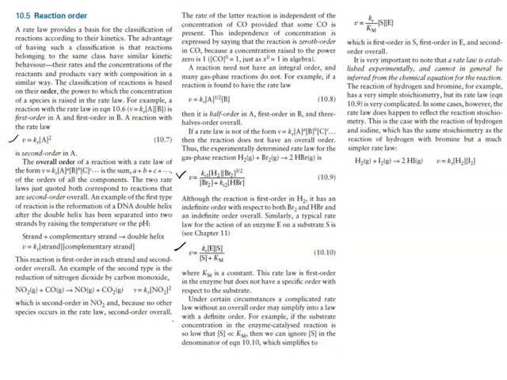Under certain circumstances, a complicated rate law without an overall order may simplify into a law with a definite order. For example, if the substrate concentration in the enzyme catalyzed reaction is so low that the concentration of substrate is much, much less than the Michaelis-Menten constant, then we can ignore the concentration of S in the denominator of equation 10.10, which just simplifies to the following, where the rate equals the rate constant over the Michaelis-Menten constant times the concentration of substrate times the concentration of enzyme, which is first order with respect to substrate, first order with respect to enzyme, and second order overall.